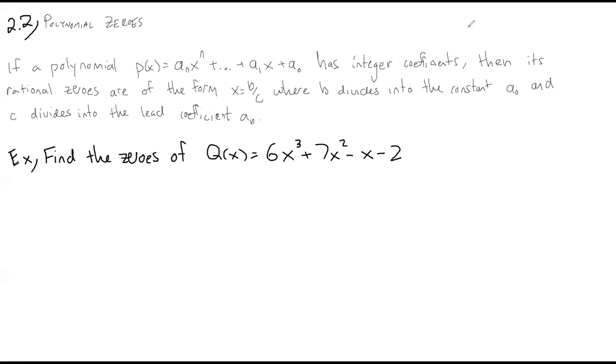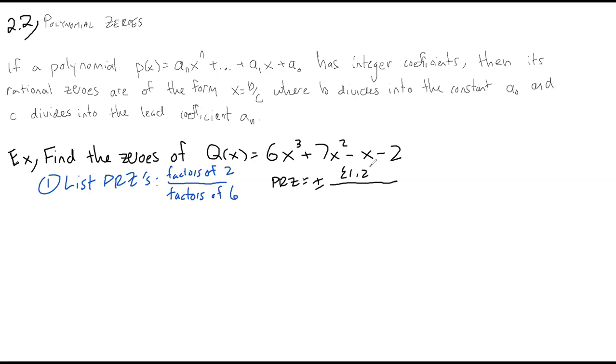All right, so for this last example, we are going to find all of the zeros of this q of x polynomial, 6x cubed plus 7x squared minus x minus 2. So the way that we get this started, first, again, list all the potential rational zeros, which will be factors of the constant 2 or negative 2 divided by factors of the lead coefficient, the 6. So plus or minus, factors of 2 are just 1 and 2. Factors of 6: 1, 2, 3, and 6. And so I'll write out my bigger list here.